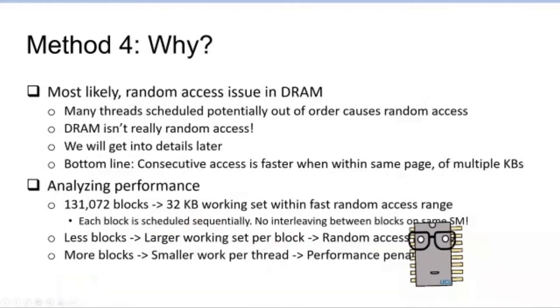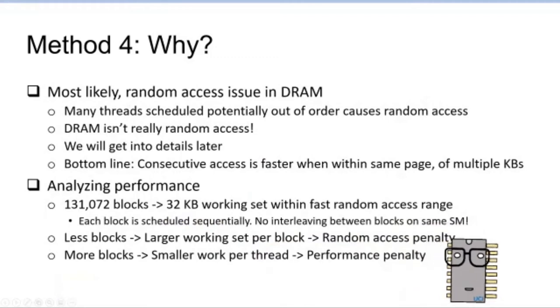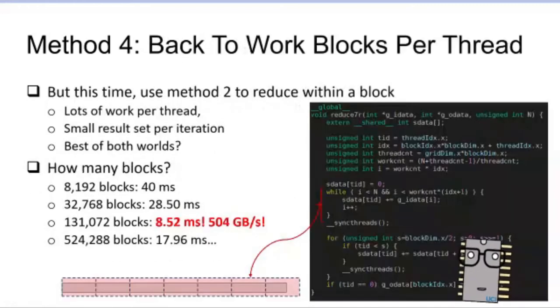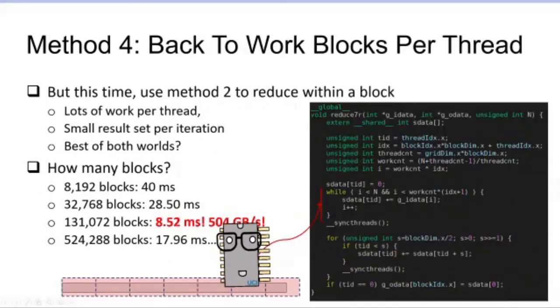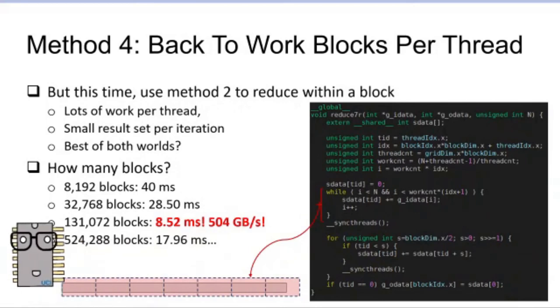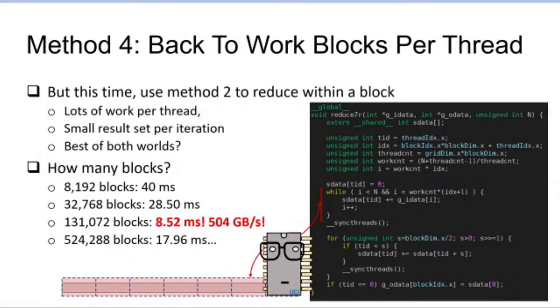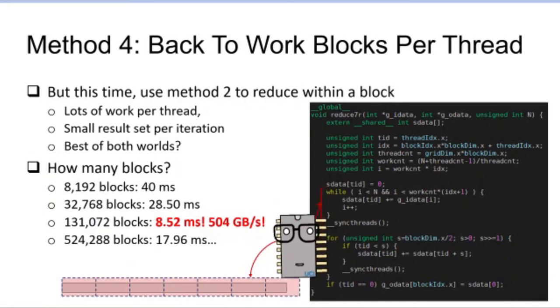And at the same time, if we have more blocks, then we only have smaller work per thread, which in turn also results in a performance penalty. The problem is reduced back to issues that we had with things like method 2, for example. Eventually, many threads will not be doing much work, which results in inefficient computation resource utilization. This is where we see numbers like this, but the degradation is slower in this direction than this direction. So maybe it would be a good idea to over-provision blocks. But still, this is a pretty fickle thing.